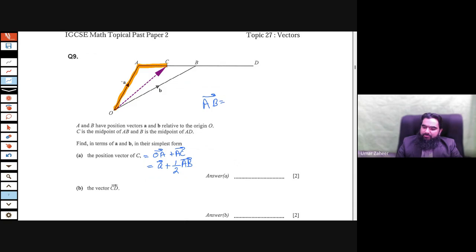AB will be equal to, you have to move from A to B. This is the path: you need to move from A to O and O to B. Opposite direction is minus a, same direction is plus b. So A to B is minus a plus b. So OC will be equal to a plus 1 by 2 of minus a plus b. So a minus 1 by 2 a plus 1 by 2 b. That will be equal to 1 by 2 a plus 1 by 2 b.